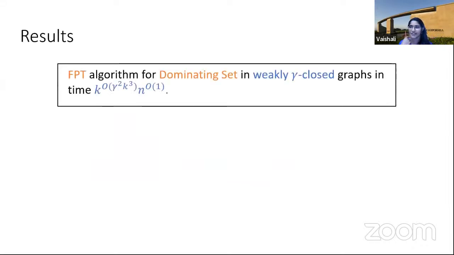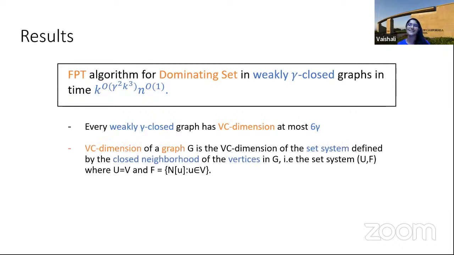Our main result is resolving their open problem by saying that, yes, dominating set in weakly gamma closed graphs is FPT. The runtime of our algorithm is k to the gamma squared k cubed poly n. Along the way, we also obtain other results. We show that every weakly gamma closed graph has VC dimension at most 6 gamma. For those of you who know the VC dimension of set systems, the VC dimension of a graph is the VC dimension of the set system where the universe is the set of all vertices of the graph, and the family contains the closed neighborhood of every vertex in the graph. This bound is essentially tight, in the sense that we can construct a weakly gamma closed graph which has VC dimension gamma. So up to the constant of 6, the bound is tight.